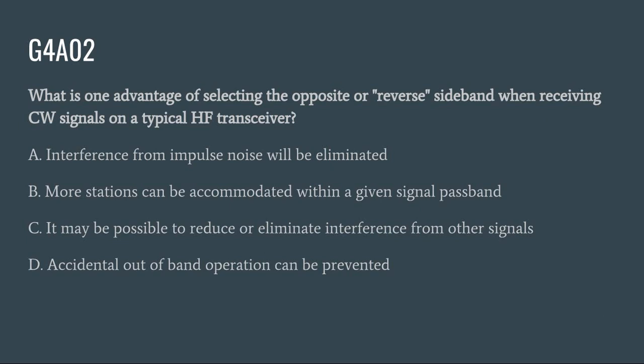G4A02. What is one advantage of selecting the opposite or reverse sideband when receiving CW signals on a typical HF receiver? A. Interference from impulse noise will be eliminated. B. More stations can be accommodated within a given signal passband. C. It may be possible to reduce or eliminate interference from other signals. Or D. Accidental out-of-band operation can be prevented. Correct answer is C. It may be possible to reduce or eliminate interference from other signals.